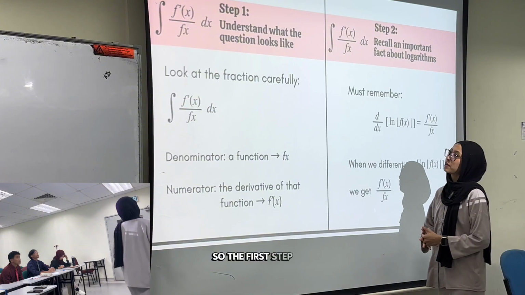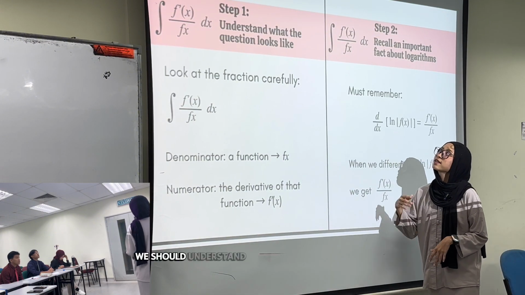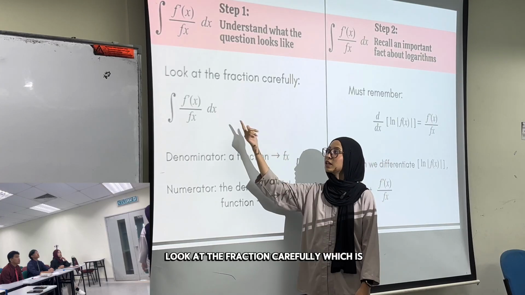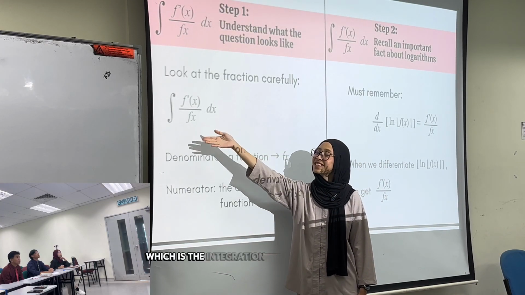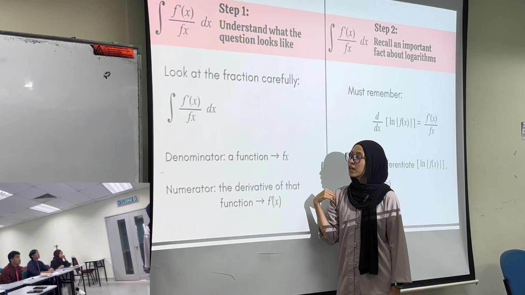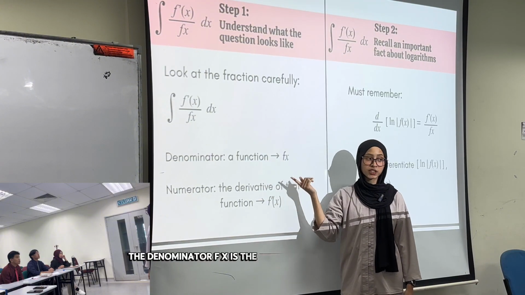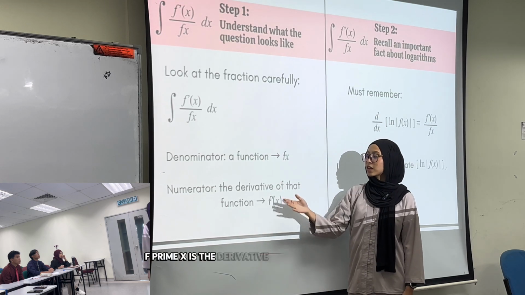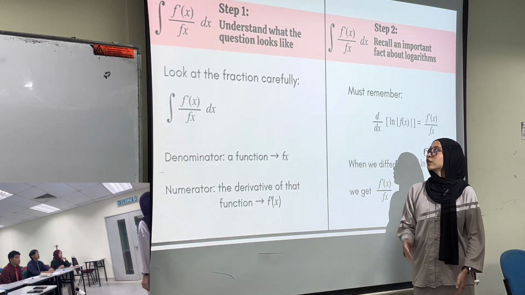The first step is we should understand what the question looks like. Look at the fraction carefully, which is the integration of f prime x over fx dx. As we can see, the denominator fx is the function and the numerator f prime x is the derivative of that function, right?